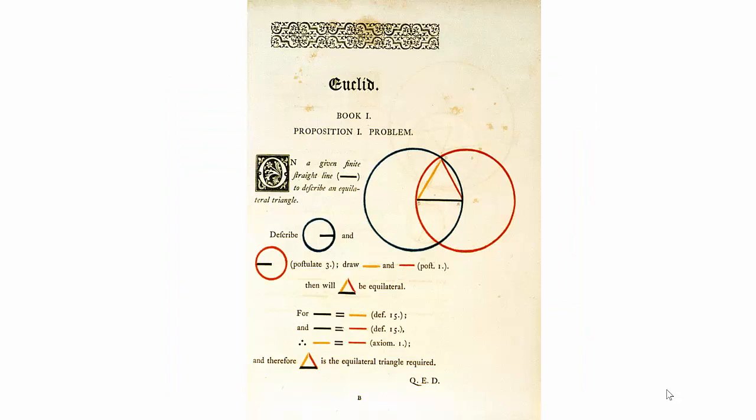Here is a drawing of the solution in Euclid's Elements. This is Book 1, Proposition 1. So given a finite straight line, describe an equilateral triangle, and we see that we have the same construction.